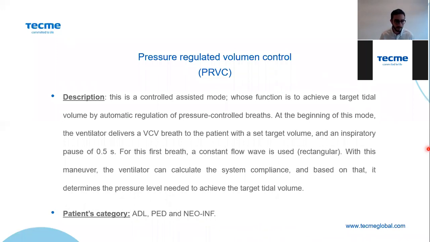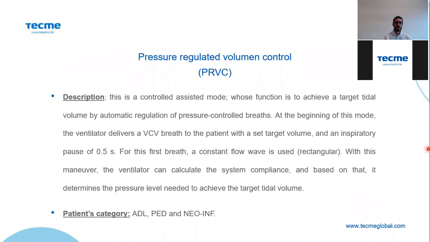So we have already talked about the three most important ventilatory modes: volume control, pressure control, and pressure support. Those three ventilatory modes are the most important, and you have to understand them clearly in order to understand the other ventilatory modes. So we will continue with the next ventilatory mode, and it is PRVC, or pressure regulated volume control. It's a controlled assist mode.